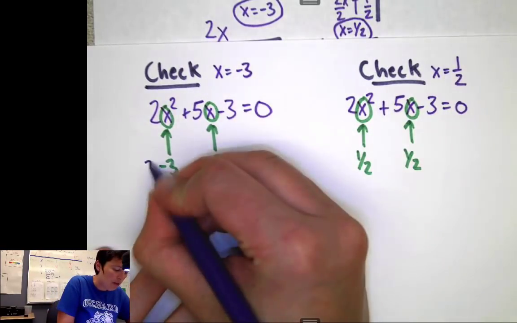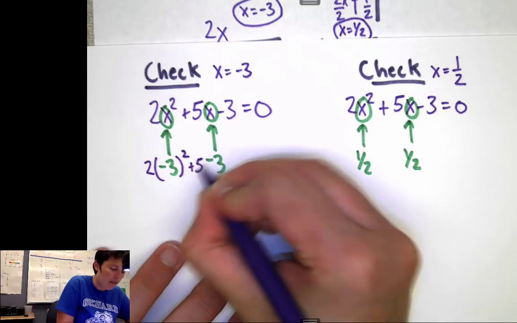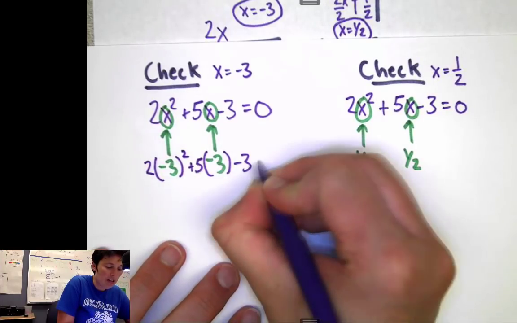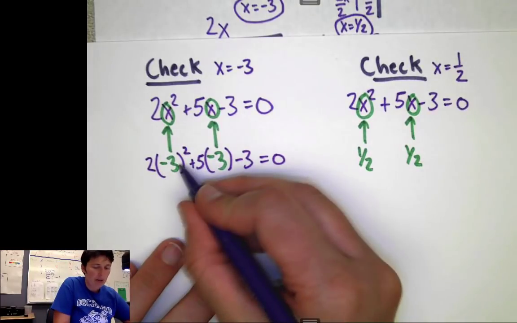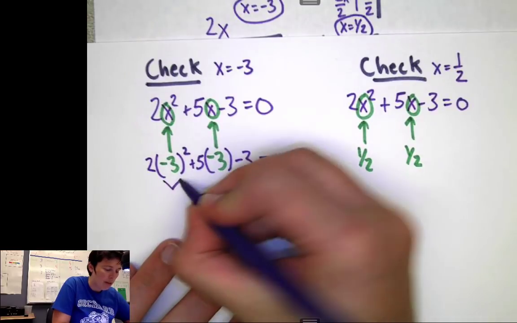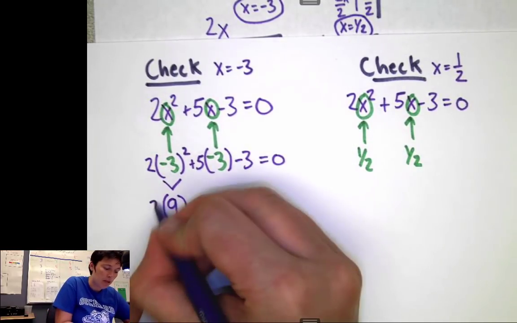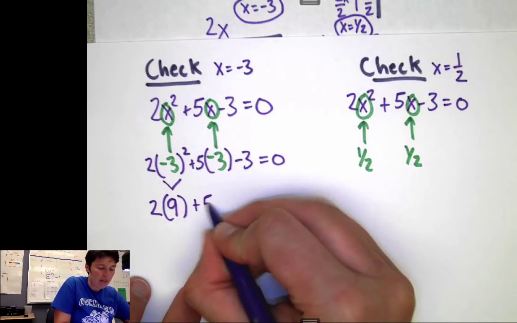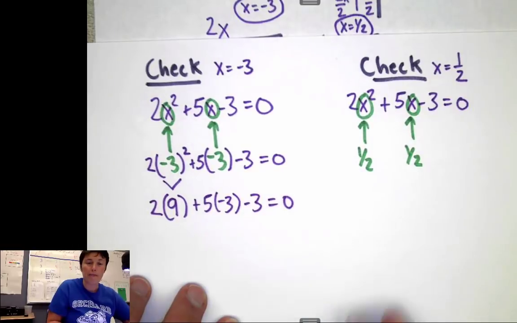That means I would have 2 times negative 3 squared plus 5 times negative 3 minus 3 equals 0. Let's see if that's actually true. Negative 3 squared means negative 3 times a negative 3. So that would be a positive 9. And then I'm going to times it by 2, and add it to 5 times negative 3 minus 3, and it better all equal 0.